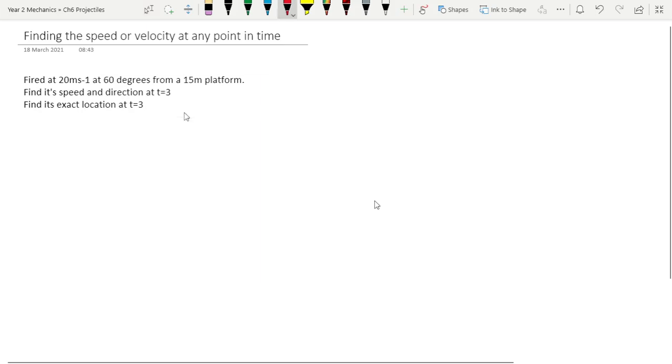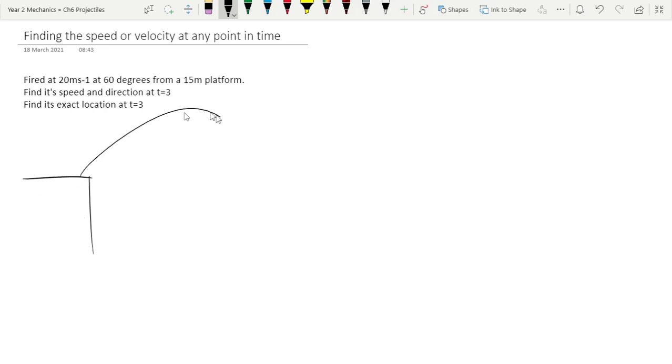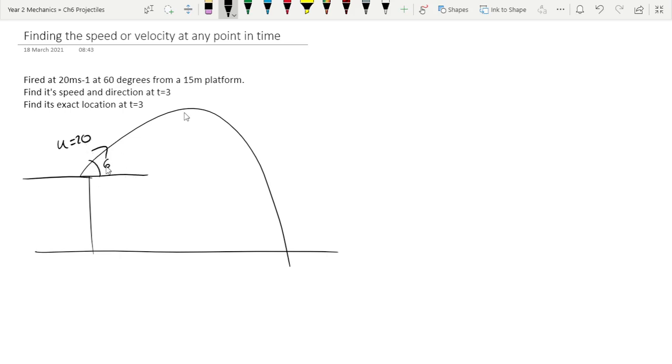Okay, so let's just draw a diagram to start with. It's just going to be something like this, right? Where its initial speed is 20 and the angle is 60 degrees. So we've got one component which is 20 sine 60, and the horizontal component is 20 cos 60. Okay, and we want to find its speed and direction 3 seconds in, so it could be anywhere along this path at 3 seconds in. We're not really sure yet. Let's look at what's going on vertically first of all then.